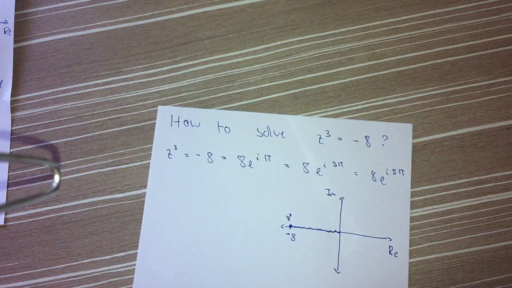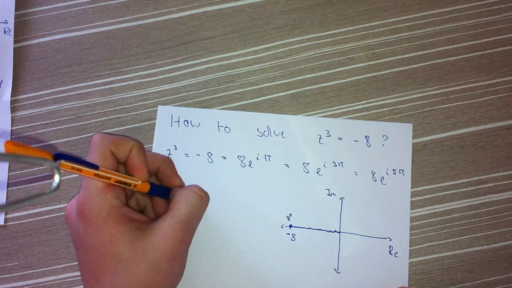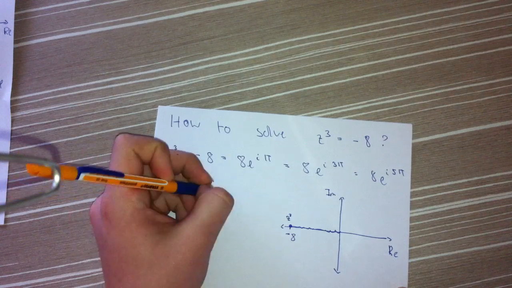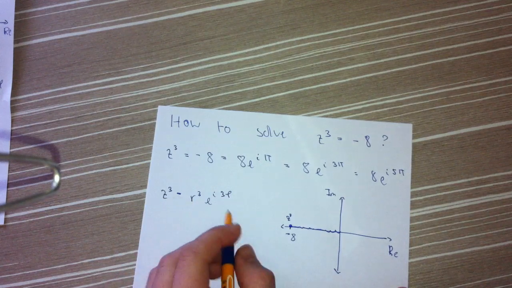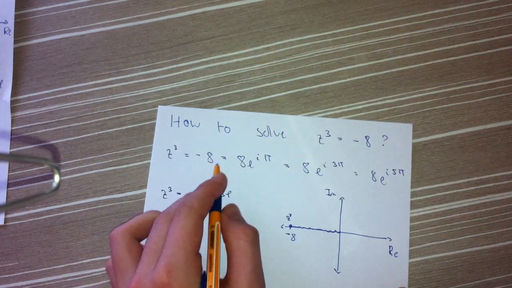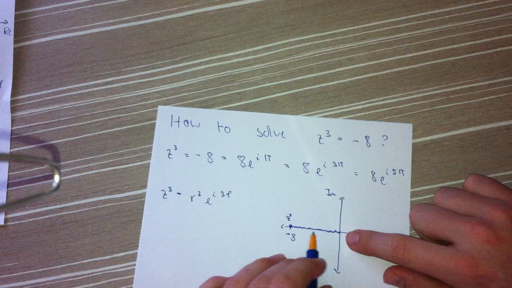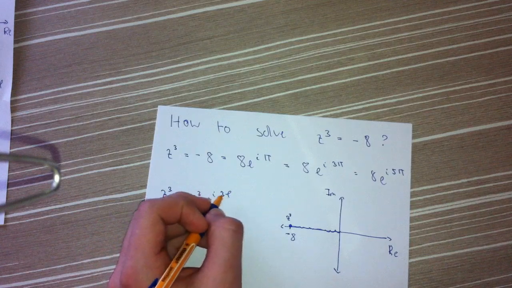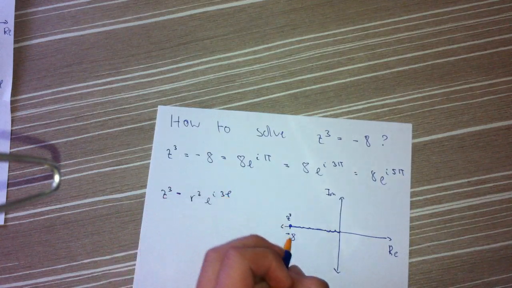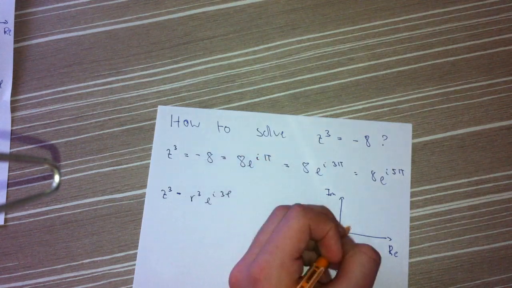Now, in polar form, z^3 equals r^3 e^(i 3 phi). That's a generic polar form. The magnitude r to the power of 3 is 8. That's basically the length of z^3 in the complex plane, from 0 to -8, which has a length of 8. And 3 phi is the angle that z to the power of 3 makes with the real axis. It's just pi, you see.